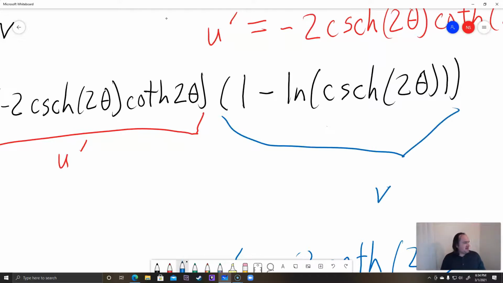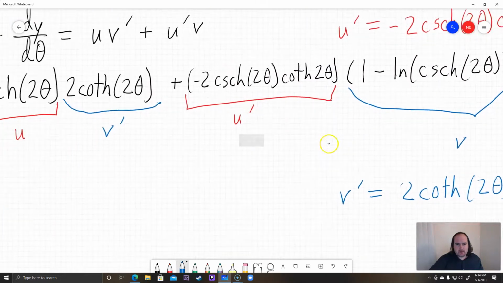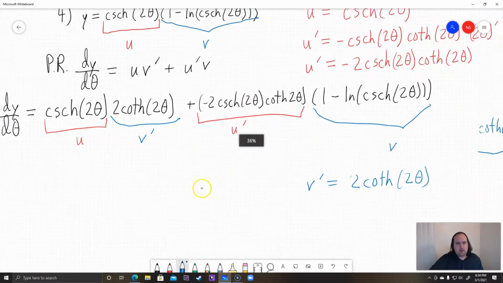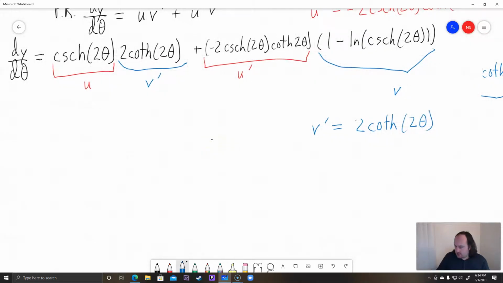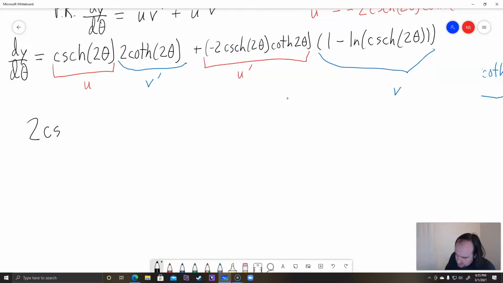Okay. And you would hope that you'd be done, but of course you can simplify this a bit. So what can we do to simplify all this? Well, let me zoom out so we can actually read the whole thing. So what we've got here is uv prime plus u prime v. Now some stuff is going to cancel out. First of all, for the uv prime, that's going to be 2 cosec of 2 theta coth of 2 theta.